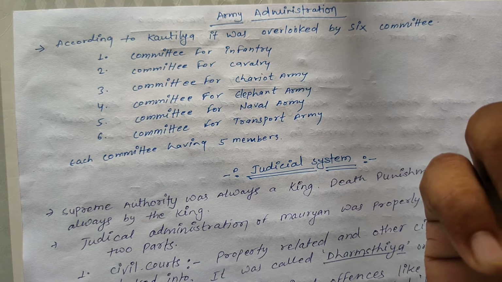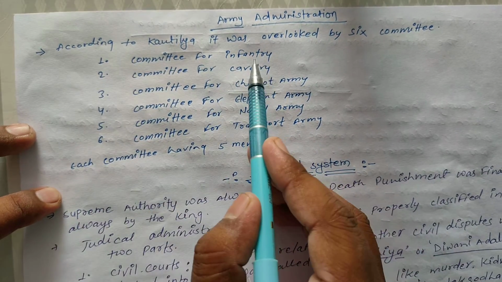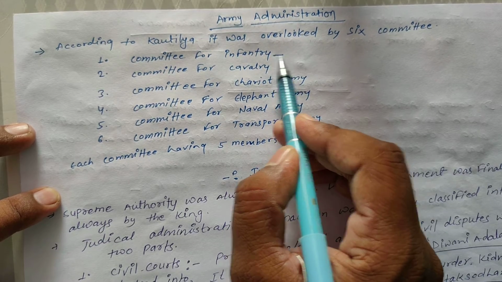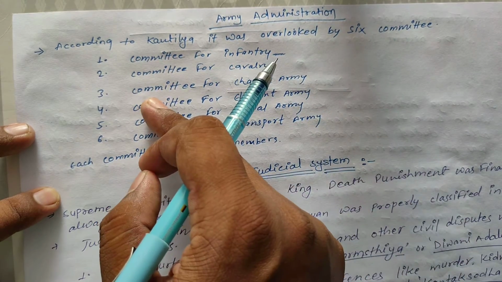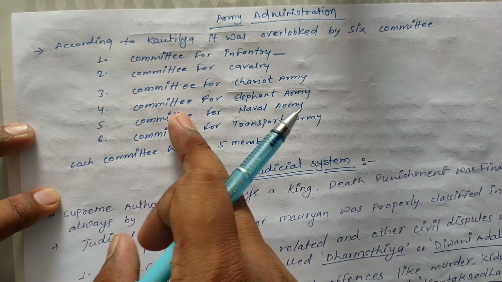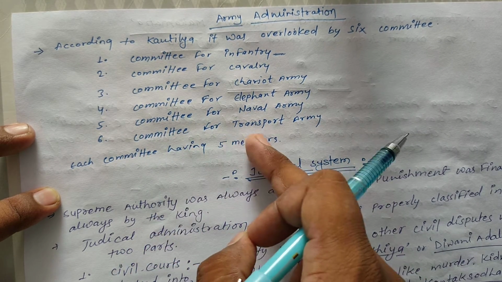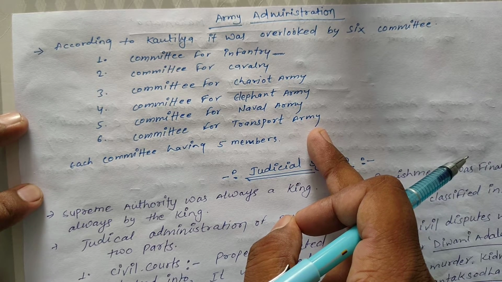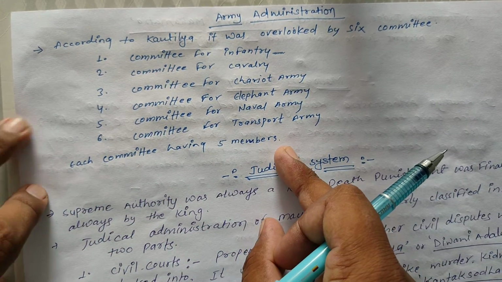These committees looked after 6 departments of the army: first committee for infantry, which means soldiers on foot, second committee for cavalry, soldiers on horses, third committee for the chariot army, soldiers on chariots, fourth committee for the elephant army, fifth committee for the naval army, and sixth committee for the transport army. This committee carried animals, goods and persons from one place to another, and each committee had 5 members.